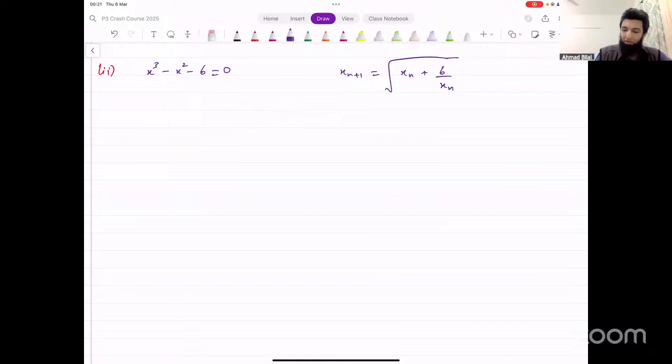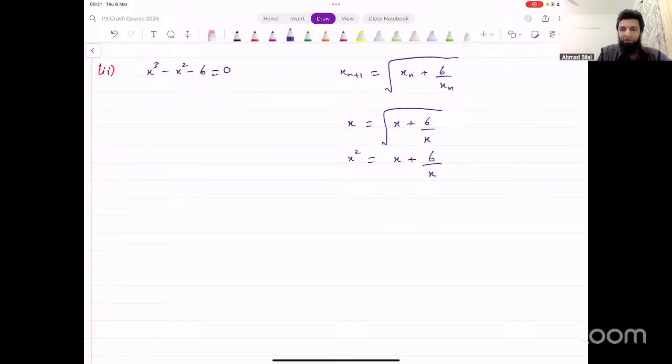Okay. Now, how do we go from this iterative formula to that original equation? We remove n plus 1 and n. That would give you x equal to square root of x plus 6 over x. Take square on both sides. That gives you x squared equal to x plus 6 over x.